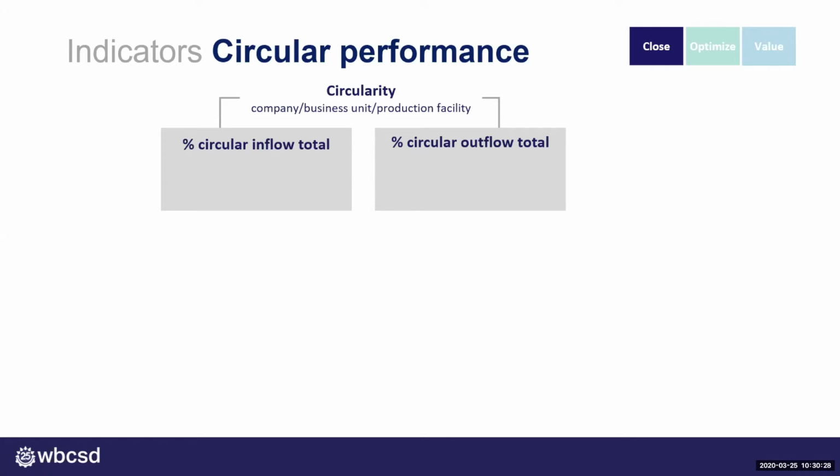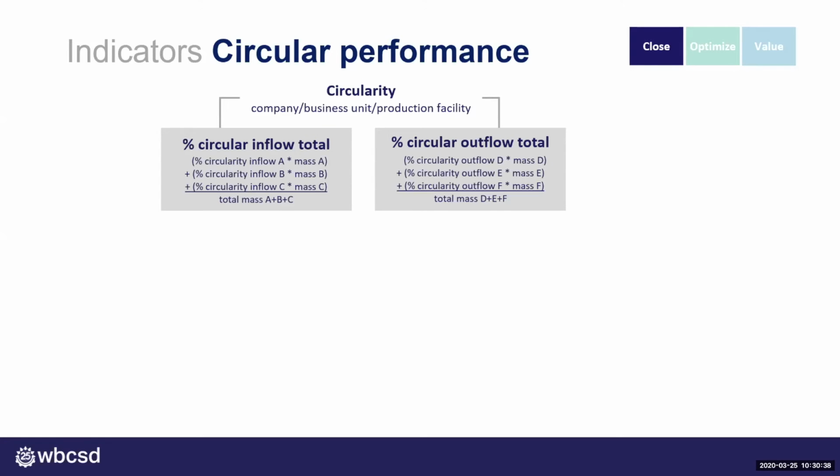We start with the first module, close the loop. The percentage circularity is a combination of the percentage circular inflow and the percentage circular outflow. The total for both on a company level are the weighted average in a percentage of circularity of its identified flows. This means we need to assess the percentage circularity for each type of inflow and outflow individually. So how do we assess the percentage circularity for an identified flow?